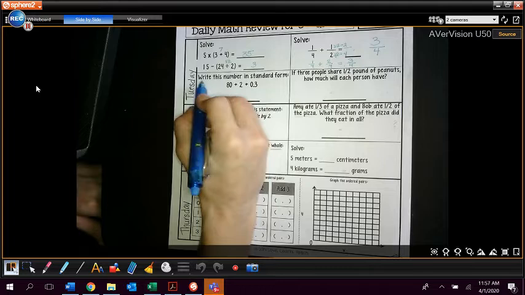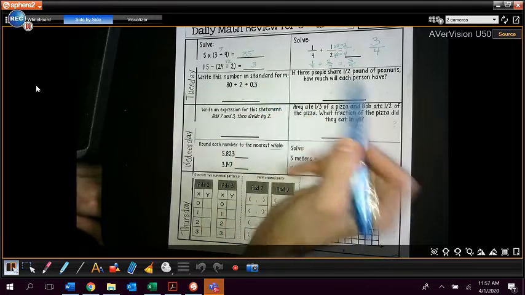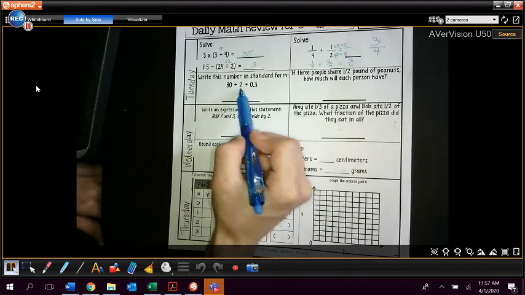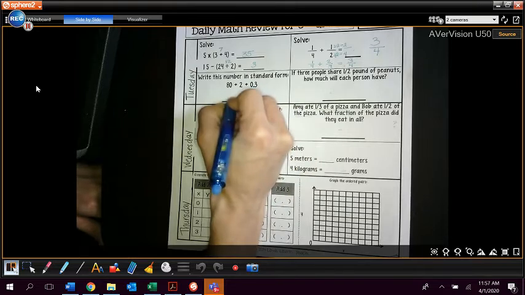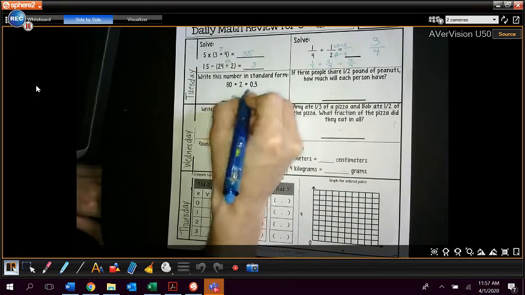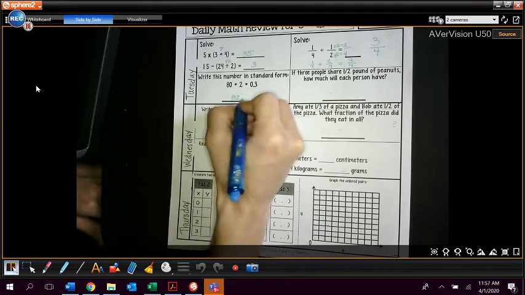Then we have, write the number in standard form. This is very brief: 80 plus 2 plus 0.03. We pretty much are putting our numbers together. So 80 plus 2 is 82, plus 0.03 gives us 82.03.